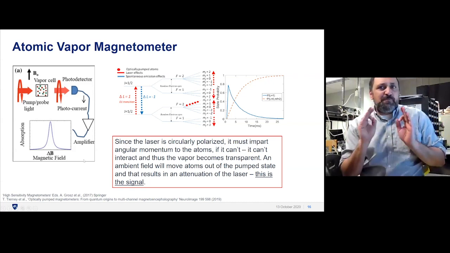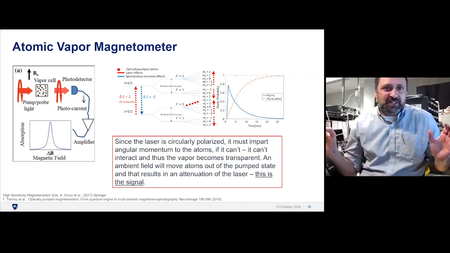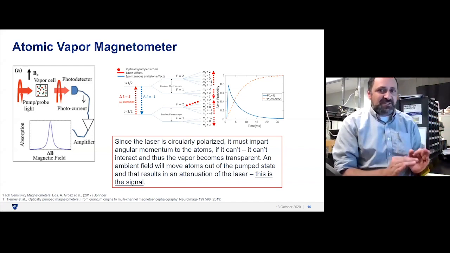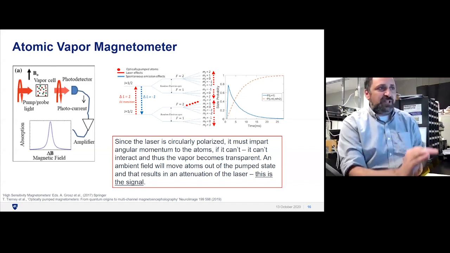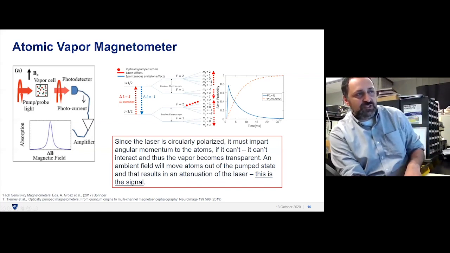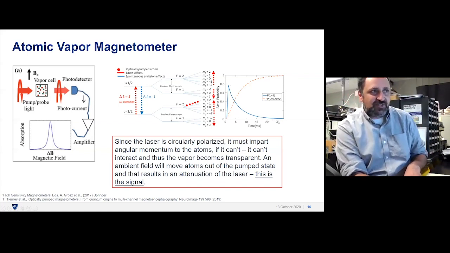So this is one of the most basic, and I thought this is where we should begin. The most basic atomic vapor magnetometers. They can get far more sophisticated. But what we can see already is look at the time scale of this polarization. It's 20 milliseconds.